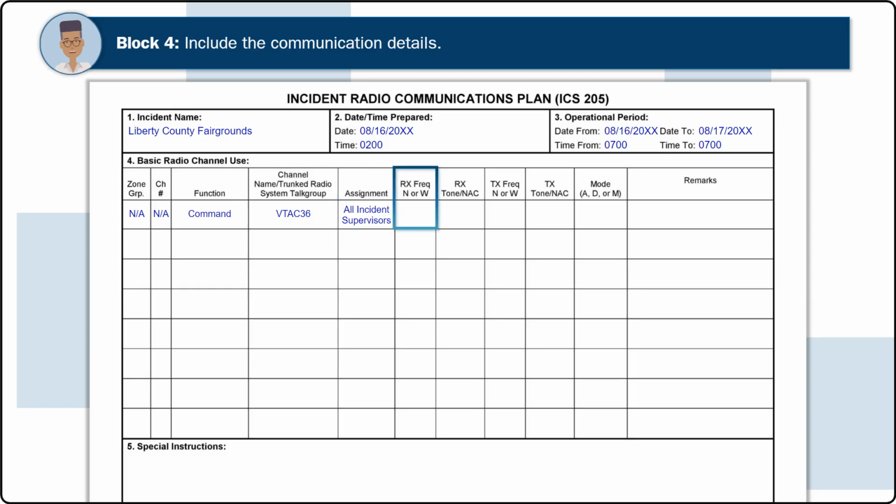The next column is used for the channel's frequency. RX stands for the receive frequency. N or W means narrow or wideband. In our example, the receive frequency is 154.1375 narrow. The next column is labeled RX tone or NAC.